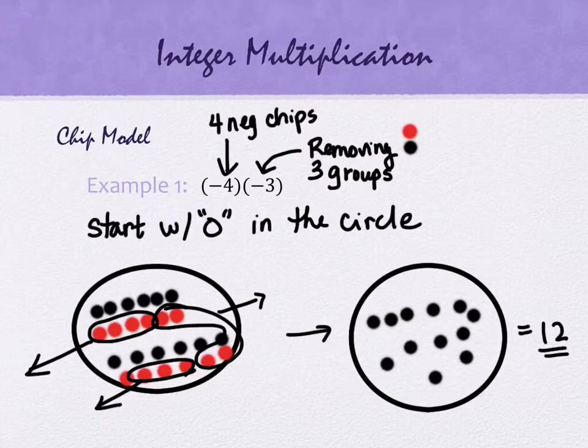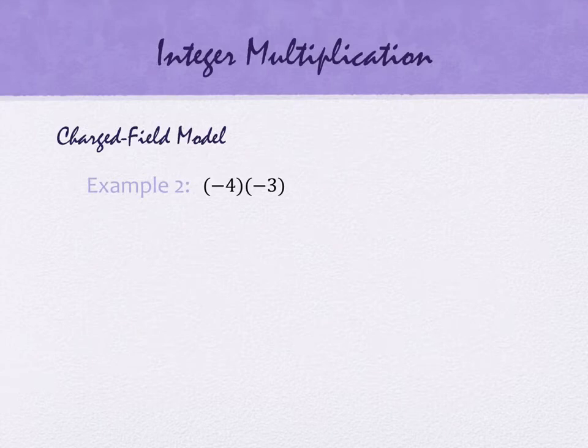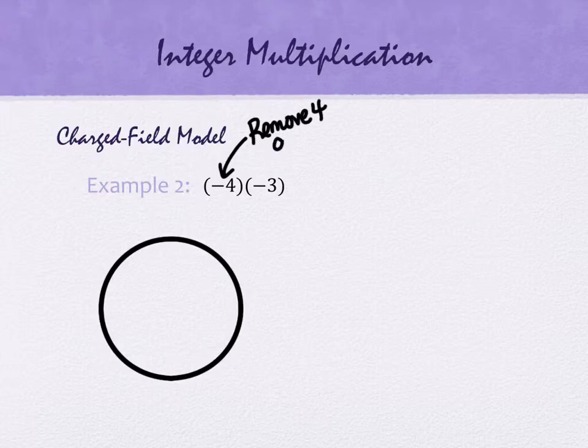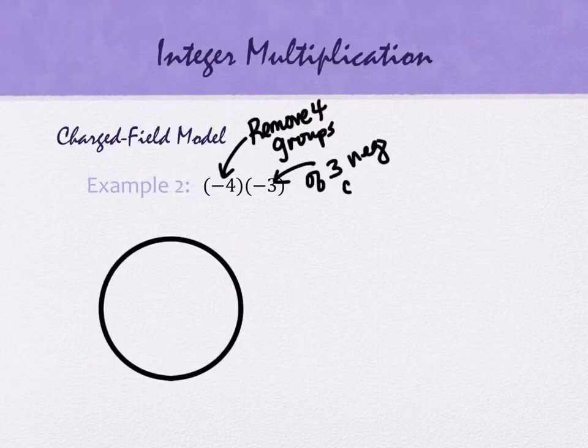The charge field model feels the same way, so let's give it a go. Maybe it'll help us to feel more comfortable with the first one. I'm doing the same thing. We'll do it the other way this time just for fun. This one's going to remove 4 groups of 3 negative chips. And again, we start with 0.